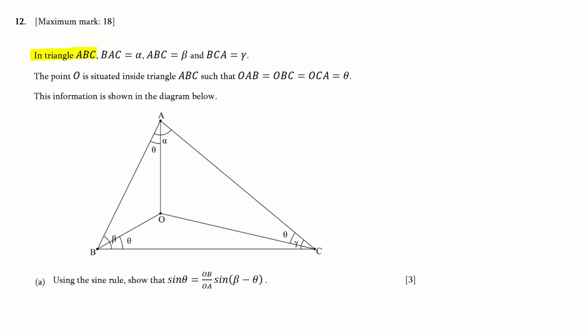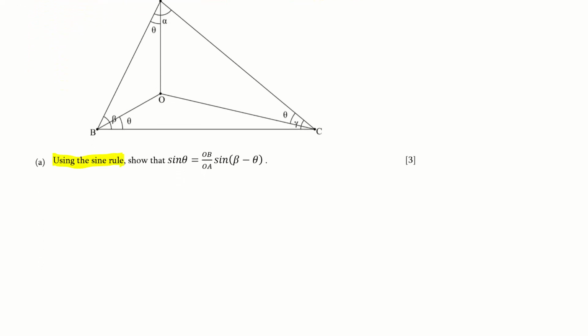In triangle ABC, angle BAC is alpha, angle ABC is beta, and angle BCA is gamma. We can see all that on the diagram. The point O is situated inside triangle ABC such that angle OAB is equal to angle OBC is equal to angle OCA is equal to theta. These are also shown in the diagram, so this information is shown in the diagram below.